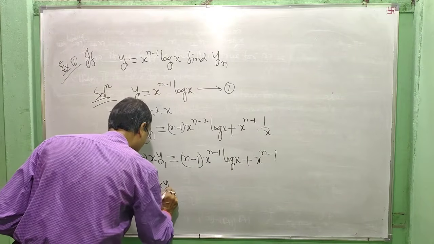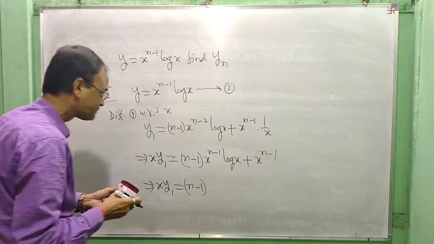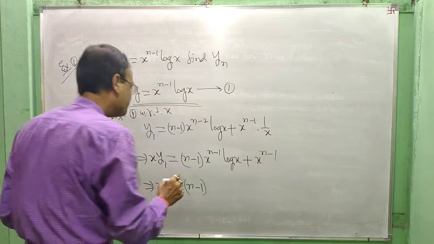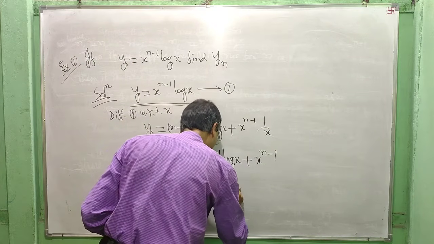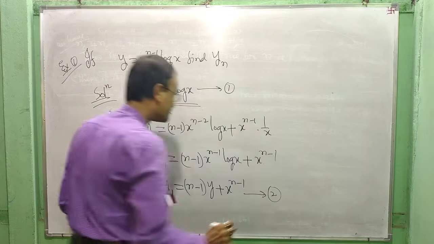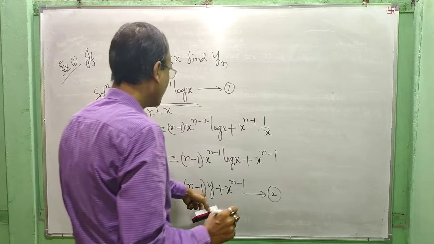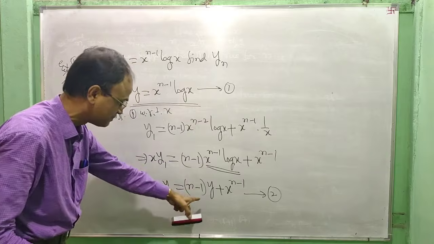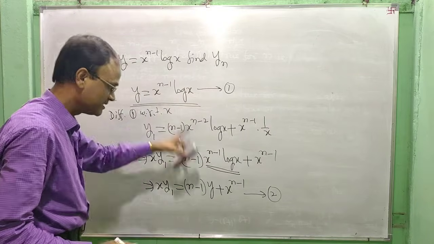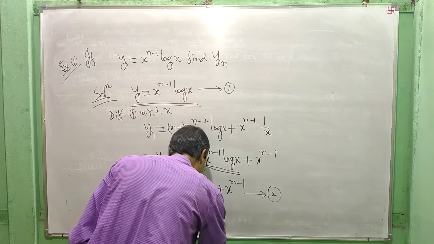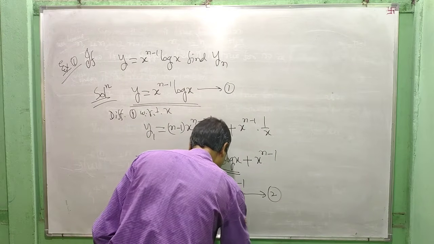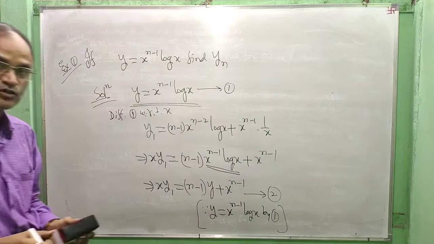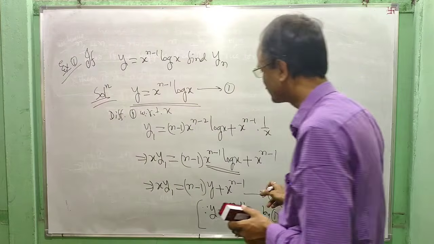This means xy1 equal to n minus 1 x to the power n minus 1 log x plus x to the power n minus 1. Suppose this is number 2. x to the power n minus 1 log x has been replaced by y, by 1. So xy1 equal to n minus 1 y plus x to the power n minus 1.